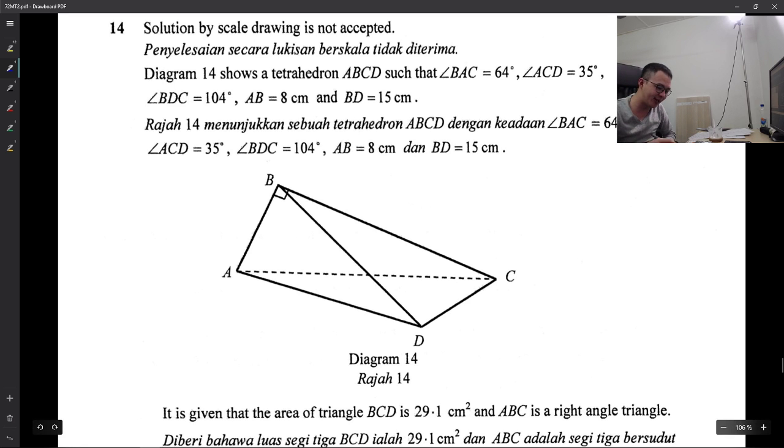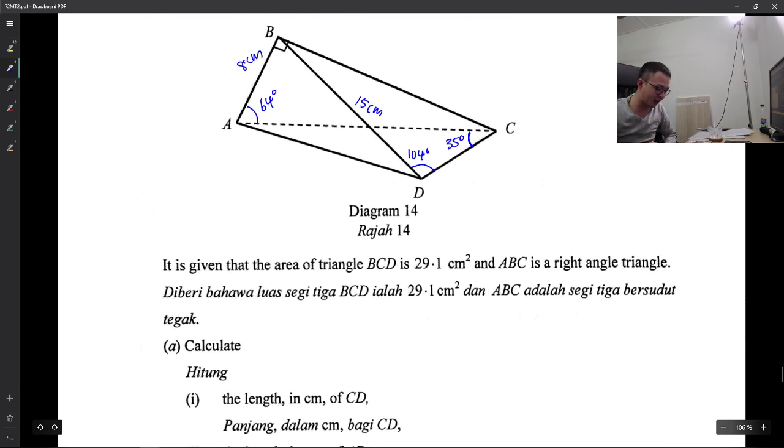So we have BAC is 64 degrees. And ACD, this angle over here will be 35 degrees. And BDC, this angle over here will be 104 degrees. And AB is 8 cm, and BD is 15 cm. Okay, this is all the information we have.